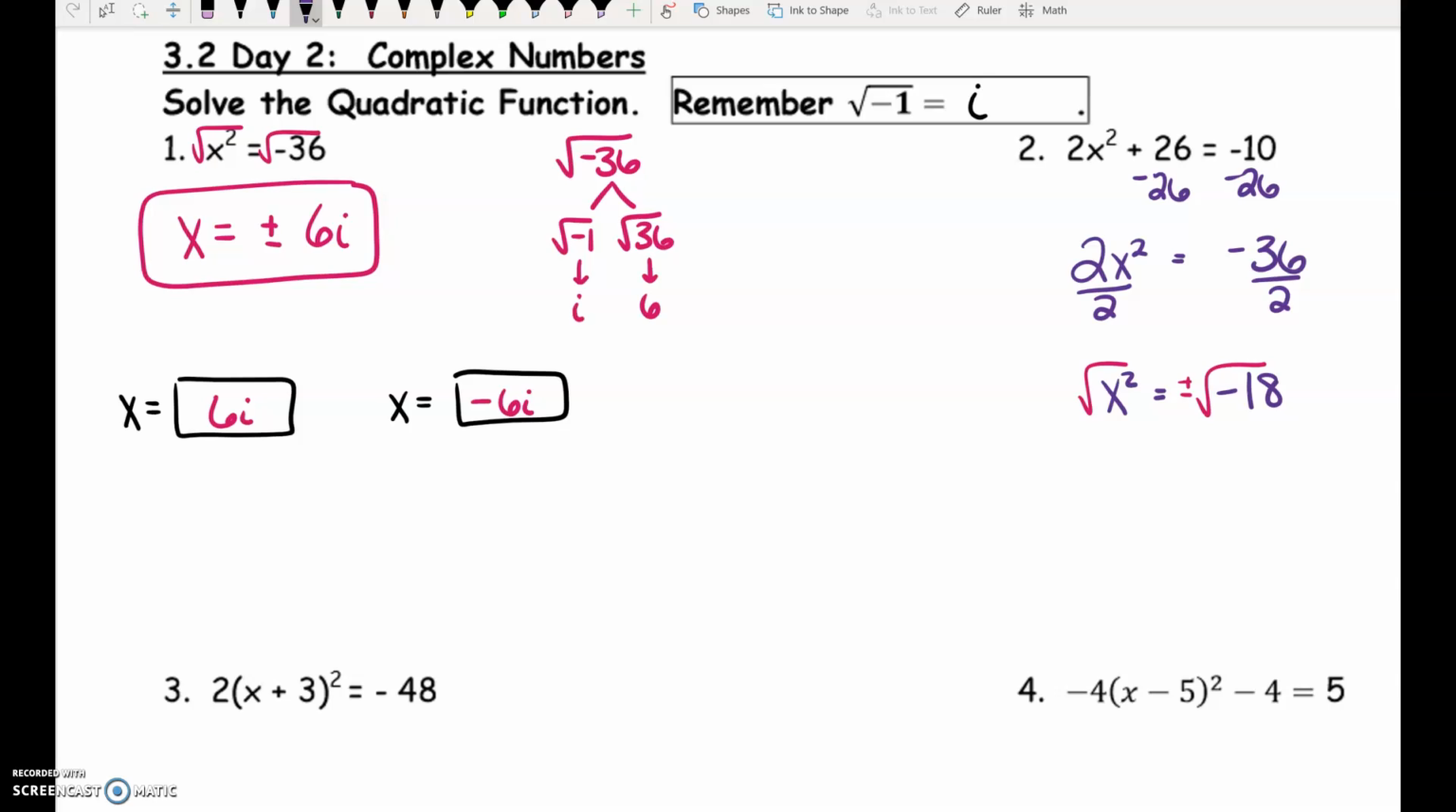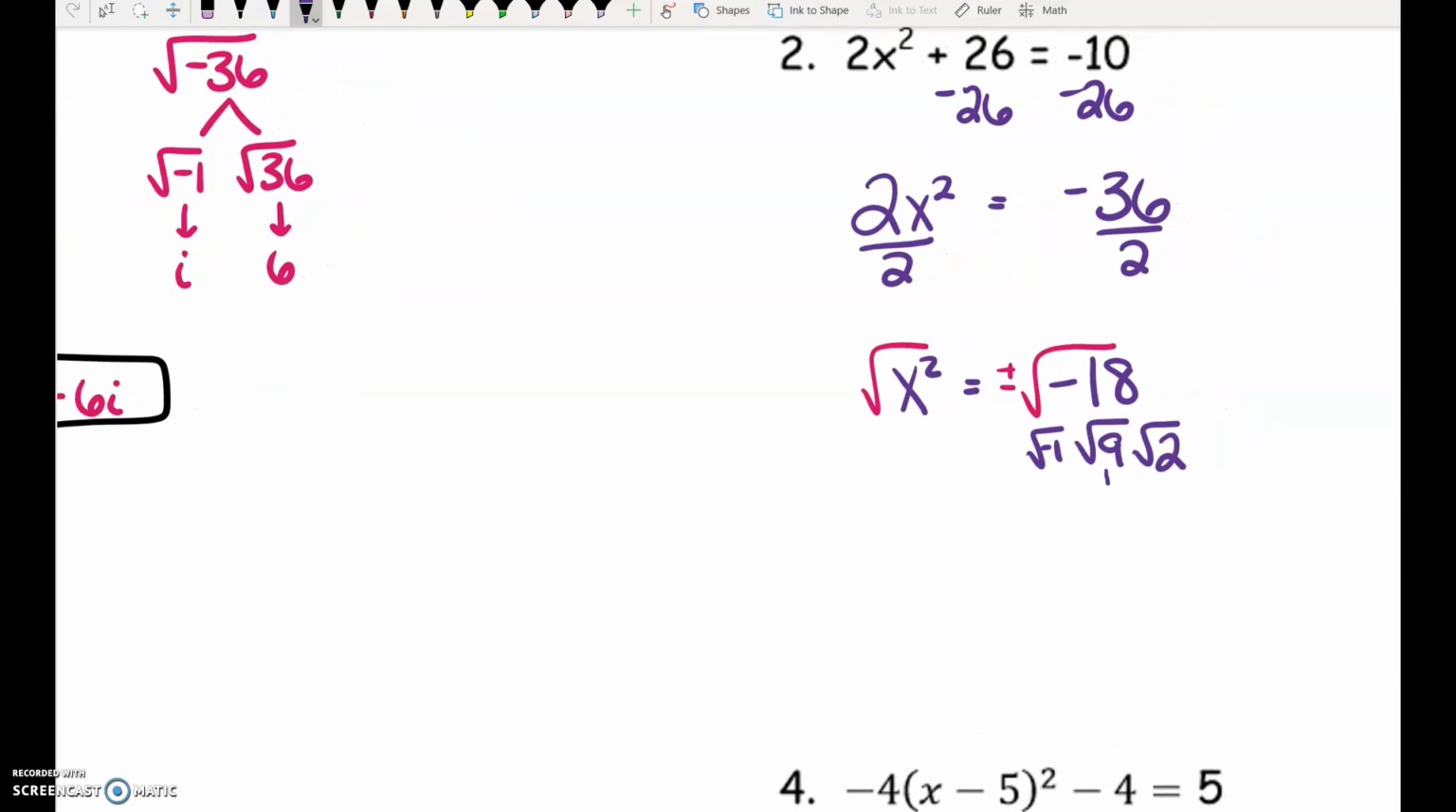Now we square root both sides. I typically skip writing the square root of -1. I just know square root of a negative, I'm going to have an i in my answer. This splits into the square root of 9 times the square root of 2. If you want to put that square root of -1 in there, you can. The square root of 9 is 3. We have an i, and we have a square root of 2. So x equals plus or minus, what order should I write this? 3i square root of 2.